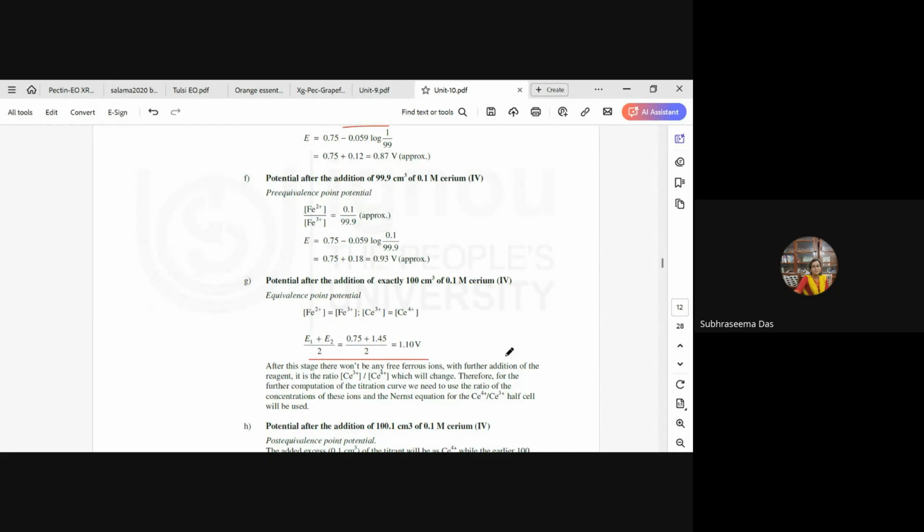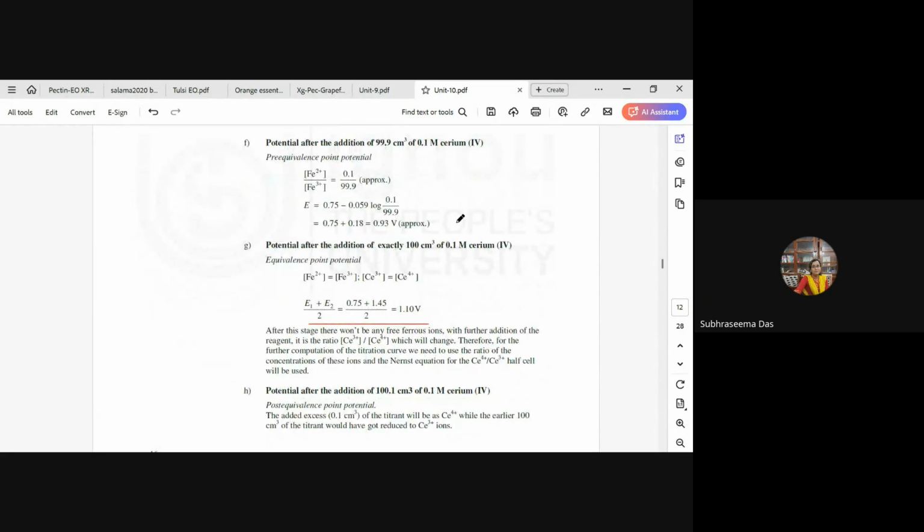So finally, after adding 100 ml of 0.1 molar Ce4+ into the Fe2+ solution, we find that Fe2+ is equal to Ce4+ and Fe3+ is equal to Ce3+. This is the equivalence point and this is the potential of the equivalence point. Therefore at this stage there won't be any Fe2+, and with further addition of reagent only the ratio of cerium will change. Nothing will happen to the concentration of Fe2+ or Fe3+, but only the ratio of Ce3+ to Ce4+ will change.